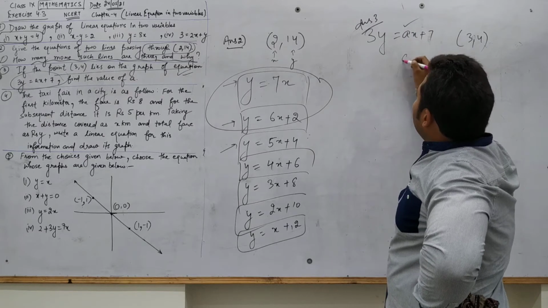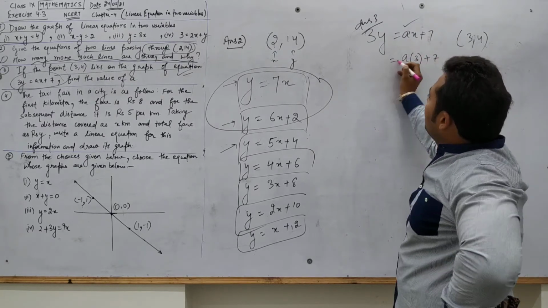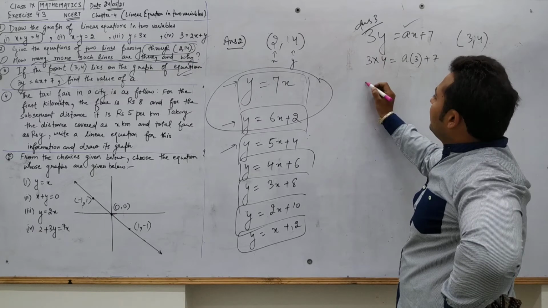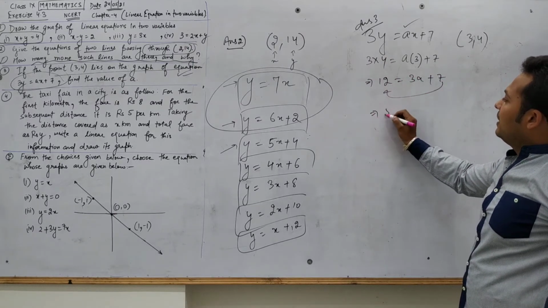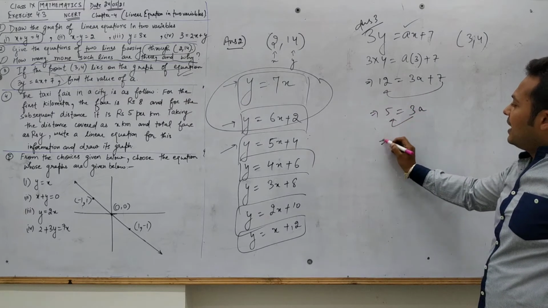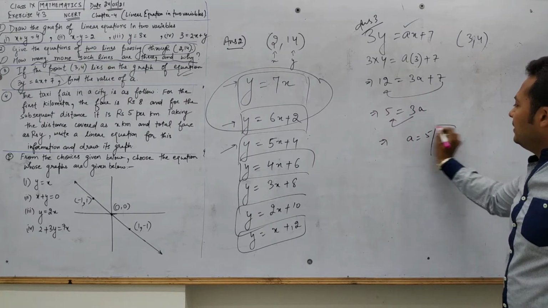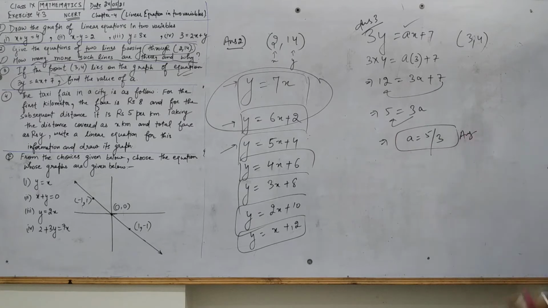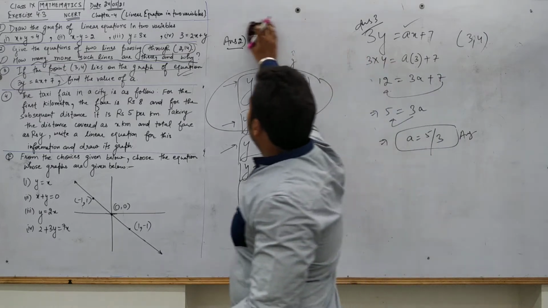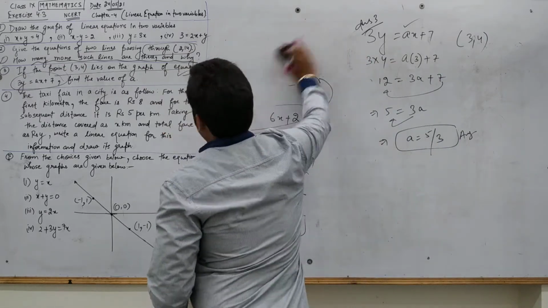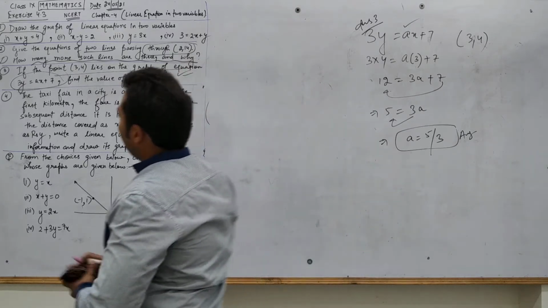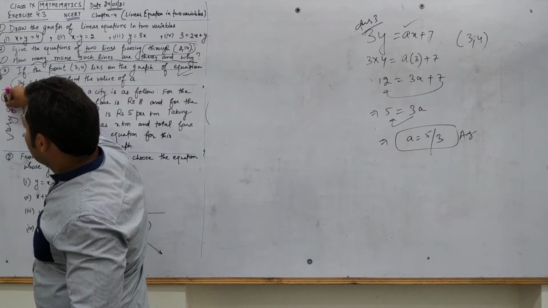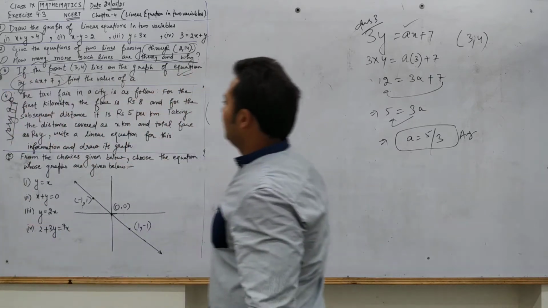See, when we put x equals 3 and y equals 4, we get 4 equals 3a plus 7. It will become minus 3 equals 3a, and the value of a will be minus 1. Okay, it was a very good question. Now let us see question number 4. It is a very important question from the examination point of view.